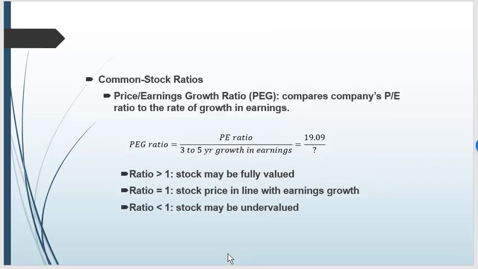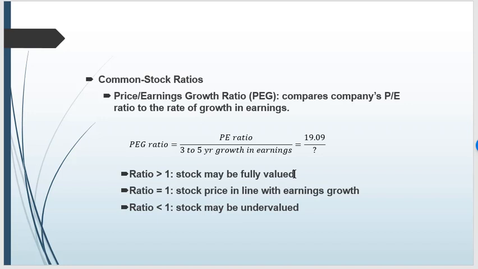Now, there is a ratio called the PEG ratio. The PEG ratio is the price earnings growth rate. You take the PE ratio, so earnings created by the company, how investors view the company's value, and you divide it by its growth rate in earnings. Maybe we use a 3 to 5 year growth rate. So how you analyze this, if the ratio is greater than 1, then the stock is assumed to be probably fully valued. So a PEG ratio greater than 1 means this stock is possibly overvalued.